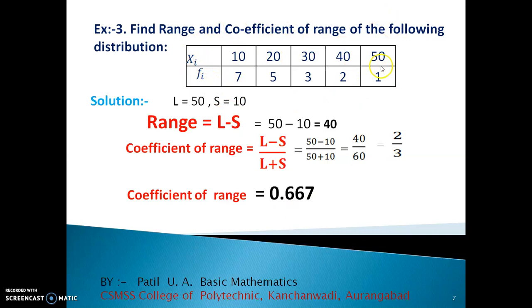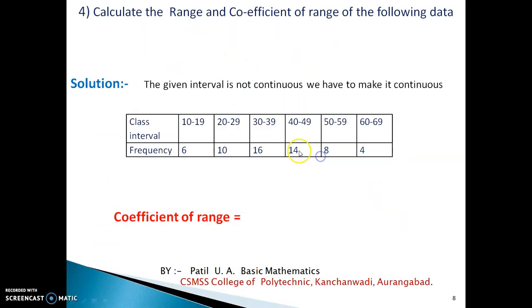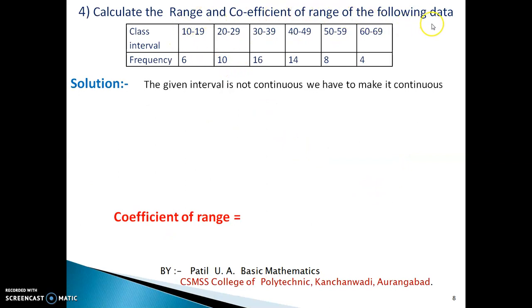Here two columns are given. That's why this data is called ungrouped data. We give only distributions, only numbers. These data are raw data. Okay, now next example. Calculate range and coefficient of range of the following data. Here also two columns are given, but in the first column values are given in range form: 10 to 19, 20 to 29, 30 to 39, 40 to 49, 50 to 59 and 60 to 69. That's why this data is called grouped data.